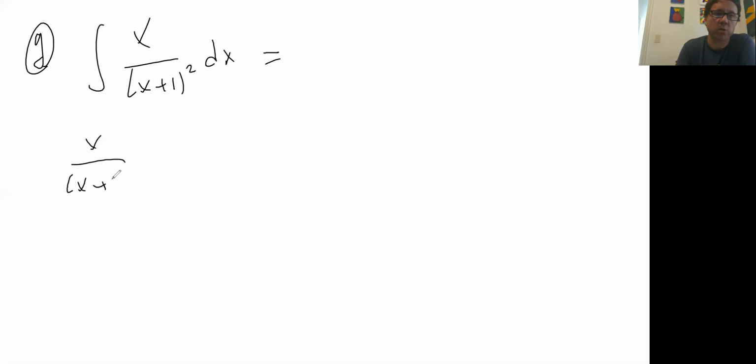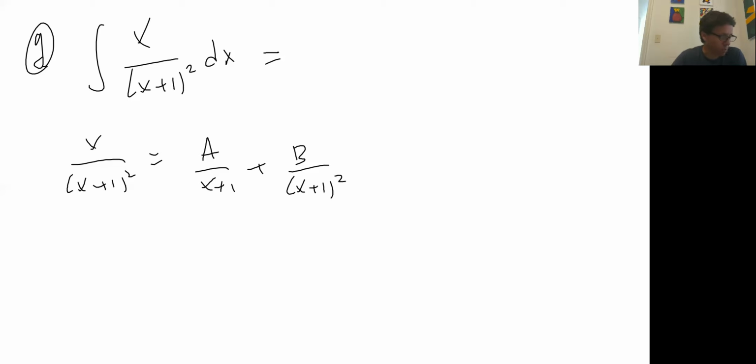G, you can do this in a couple of ways. You can do substitution. You probably could do integration by parts. If you just, for practice, do this as partial fraction decomposition, then I have to write this as x over x plus 1 squared equals A over x plus 1 and B over x plus 1 squared. And this will be a lead-in to problem 2, but that's the form.